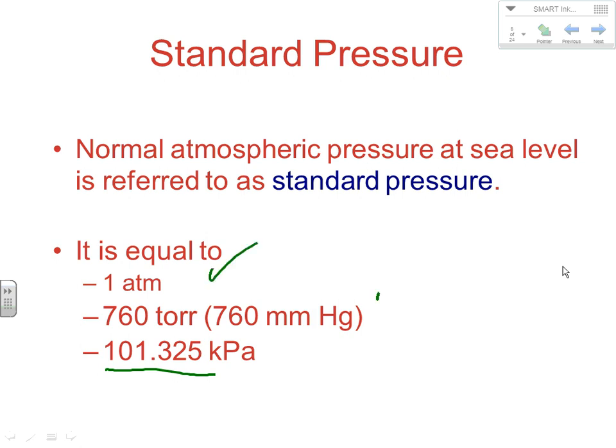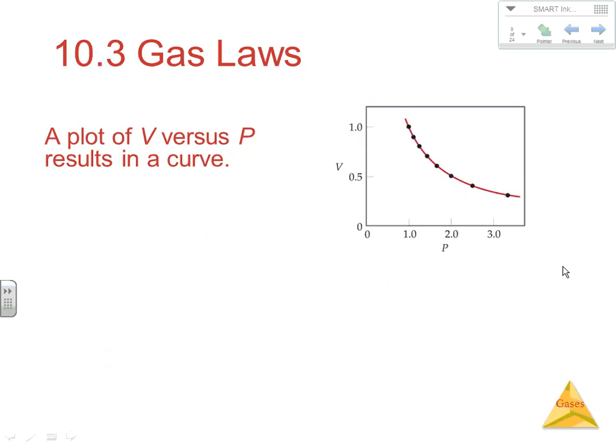These both would be considered exact numbers, so they're an unlimited number of significant digits. So standard pressure is 1 atm, which is 760 millimeters of mercury, which is 101.325 kPa.